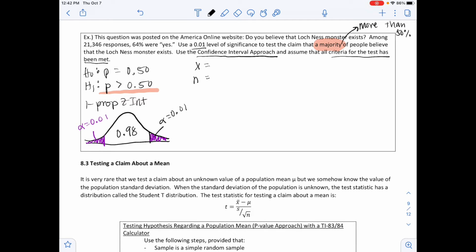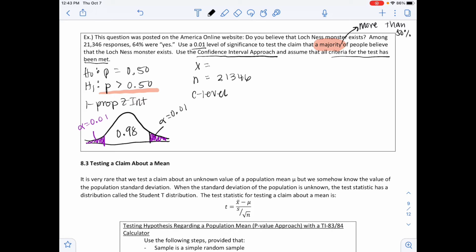Our x value that we need to put in, and our n value that we need to put in, and then our C level, which we will also need to put in on our calculator. And so x is going to be equal to the number of people that believe that the Loch Ness Monster exists. And we surveyed quite a few people, 21,346. So that would be our n.